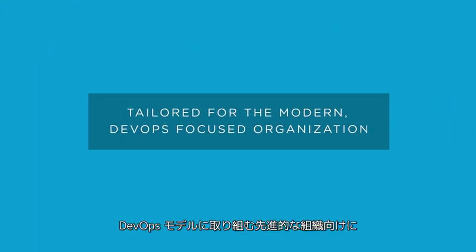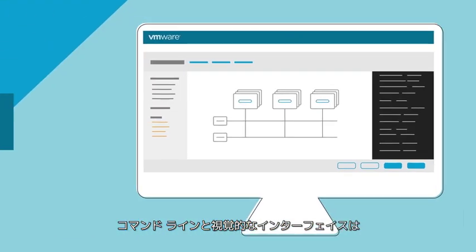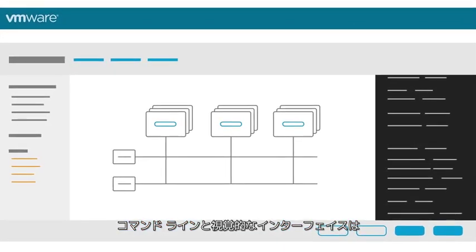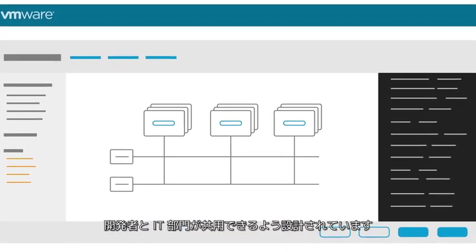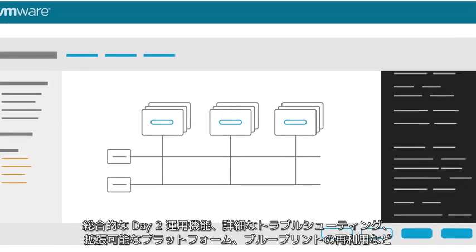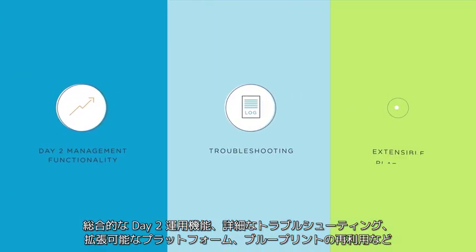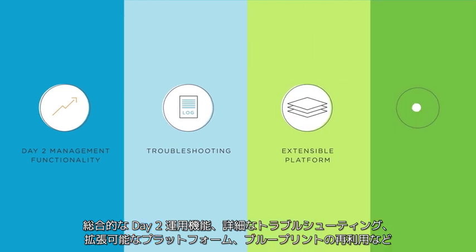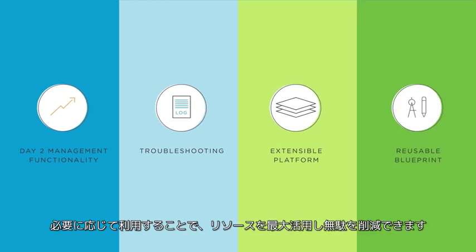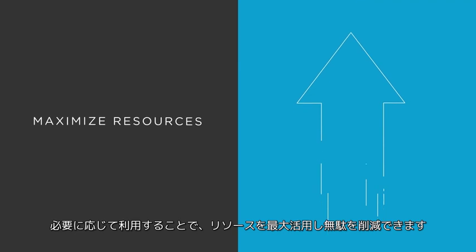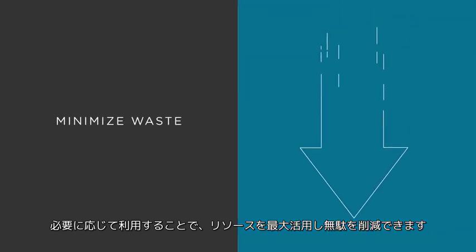your developers. Tailored for the modern DevOps-focused organization, Cloud Assembly offers both command line and graphical interfaces for a common collaboration space for developers and IT. And with holistic Day 2 management functionality, deep troubleshooting, an extensible platform, and the ability to reuse blueprints across projects, you'll only use what's needed, maximizing your resources and minimizing waste.